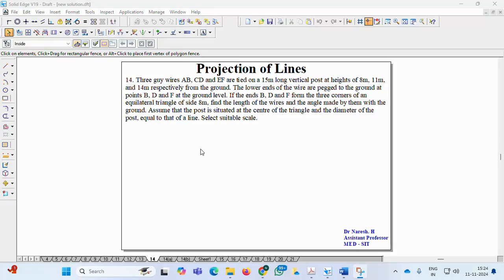Projection of lines. Problem number 14. Three guy wires AB, CD and EF are tied on a 15-meter long vertical post at heights of 8 meter, 11 meter and 14 meter respectively from the ground.